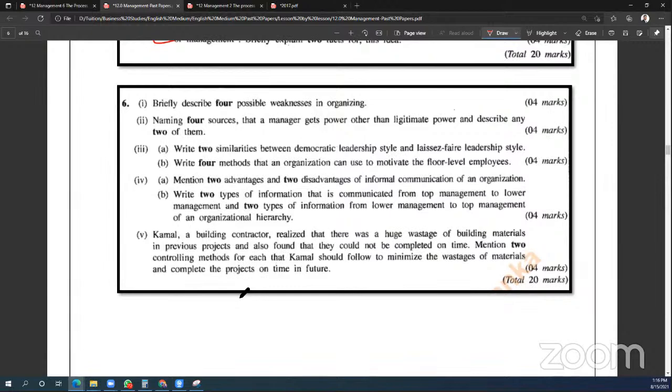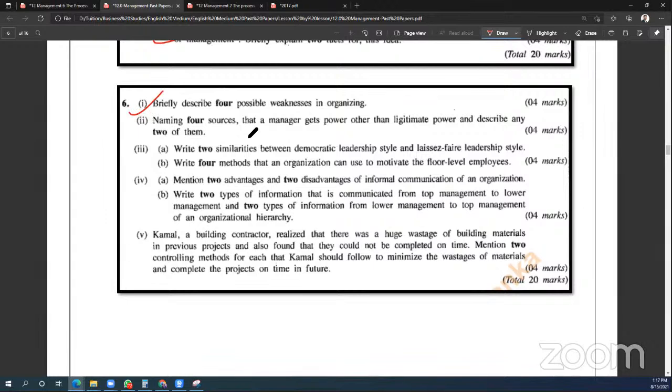Briefly describe four possible weaknesses in organizing. You remember the process: identification of work, allocation. Weaknesses include not properly identifying the task, not properly dividing the labor, not properly giving delegation or authority, or not coordinating well. Maybe there's no unity of command, no chain of command, or the span of control is unsuccessful. You can explain the concepts in the organizing part one by one, as possible weaknesses.